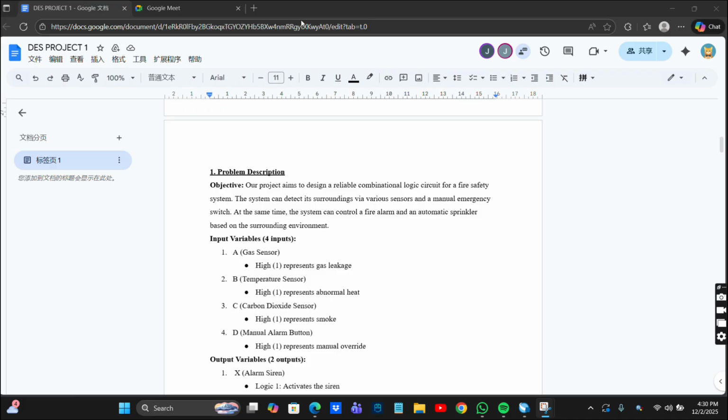Crucially, while the alarm sounds on any detected hazard to warn occupants, the sprinklers are designed with a double confirmation logic, meaning they only activate when both high temperature and carbon dioxide are detected simultaneously, or if the manual switch is present. This ensures safety while preventing accidental flooding.